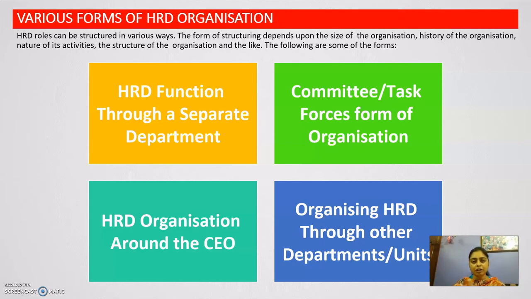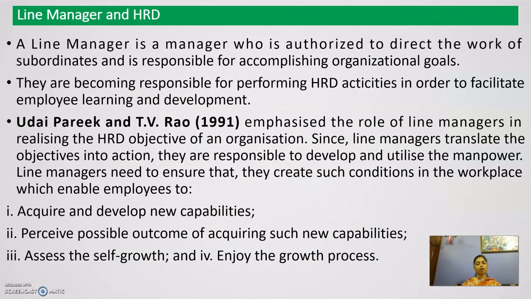Next is organizing HRD through departments or units. When we talk about this kind of human resource development organization, in addition to the above three forms, it could be organized through some of the existing departments or units. Some of the appropriate departments or units that could be used for undertaking human resource responsibilities are corporate planning or strategic planning cell, training development or training center, personnel development, the management service department, the administrative department, etc. So these are some of the forms of human resource development organization.